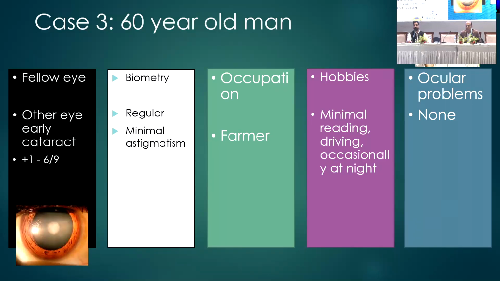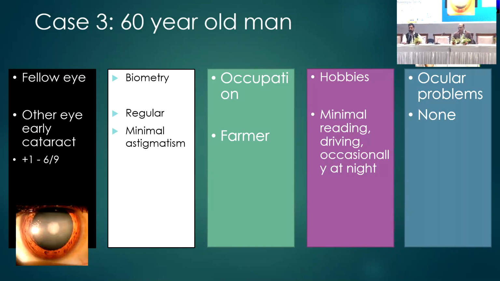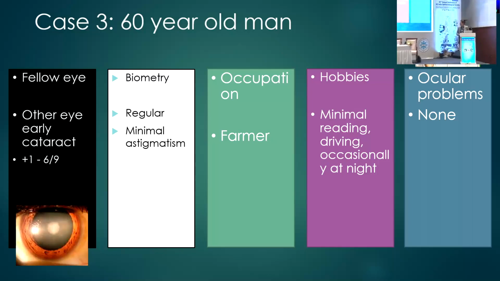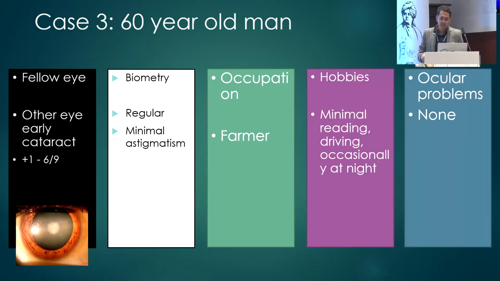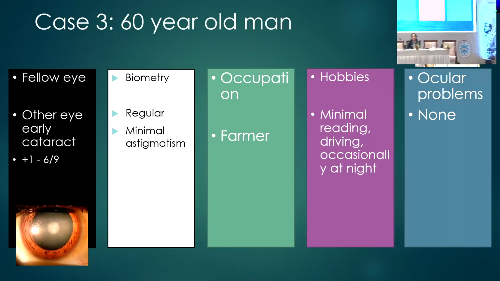Next, a similar case: a 60-year-old man, other eye has early cataract, +1, 6/9. Estimate is minimal. His occupation is farmer. Minimal reading, very occasionally drives at night. No ocular problem. So, Sean, you get a lot of these patients from farms. Choice is EDOF only, but I don't know which farmer is going to pay that much.